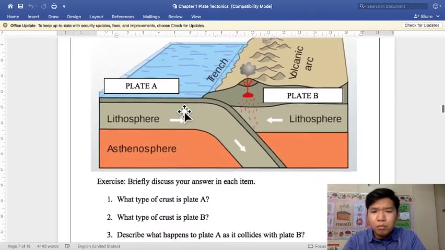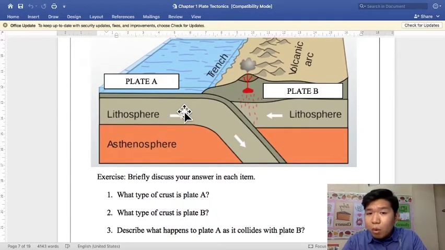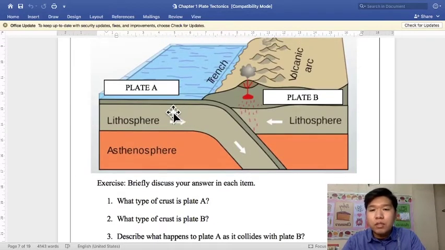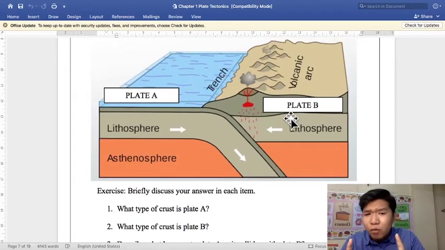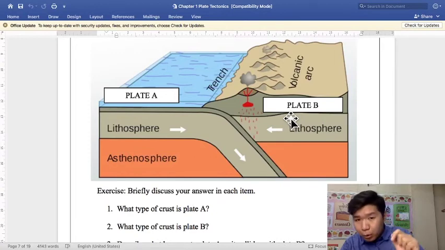Let's go to question number 3. Describe what happens to plate A as it collides with plate B. So again, we have discussed this is a convergent boundary. So the lithosphere of plate A, this oceanic crust, will be here. As it collides with plate B, there is a force making this collision happen. What is that force called? Yes, it is called slab pull.